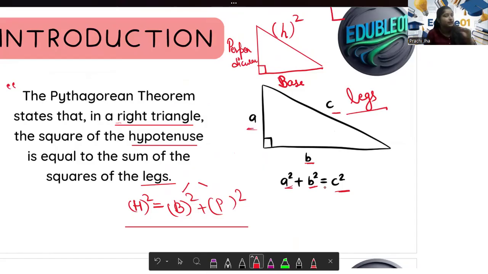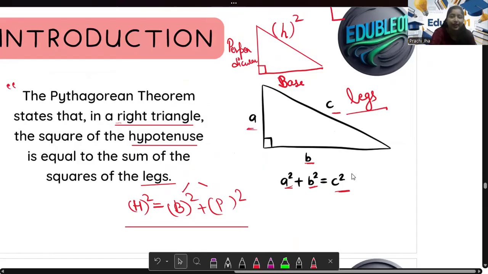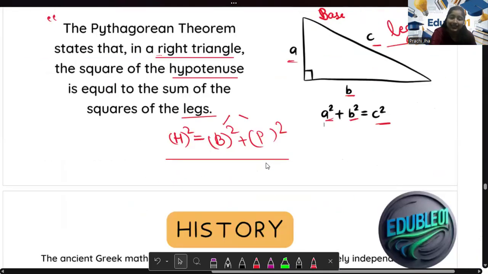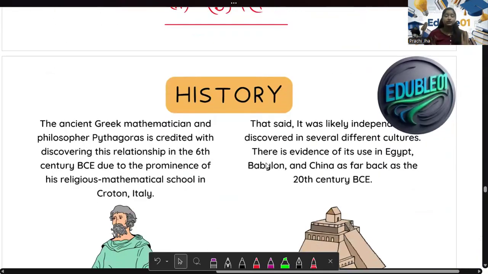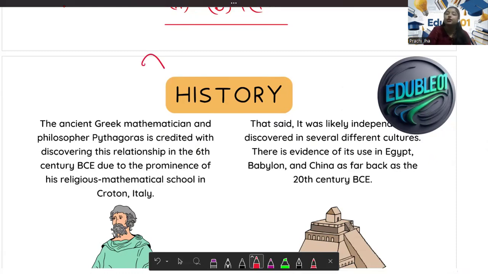Got it? Easy. Okay, it's a cakewalk. Now, let's move on to the next thing. Let's try to get a bit of information about the existence and history of the Pythagorean theorem.